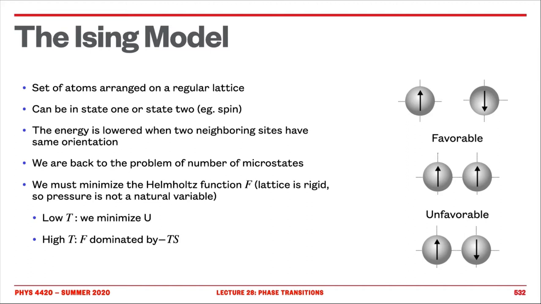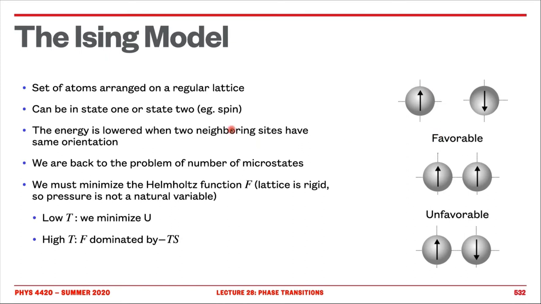So the Ising model works like this. We have a set of atoms or sites arranged in a regular lattice. The state can be either state 1 or state 2, up and down, 0 and 1, or 1 and minus 1, typically 1 and minus 1. So we have these two possibilities, for example, up and down.